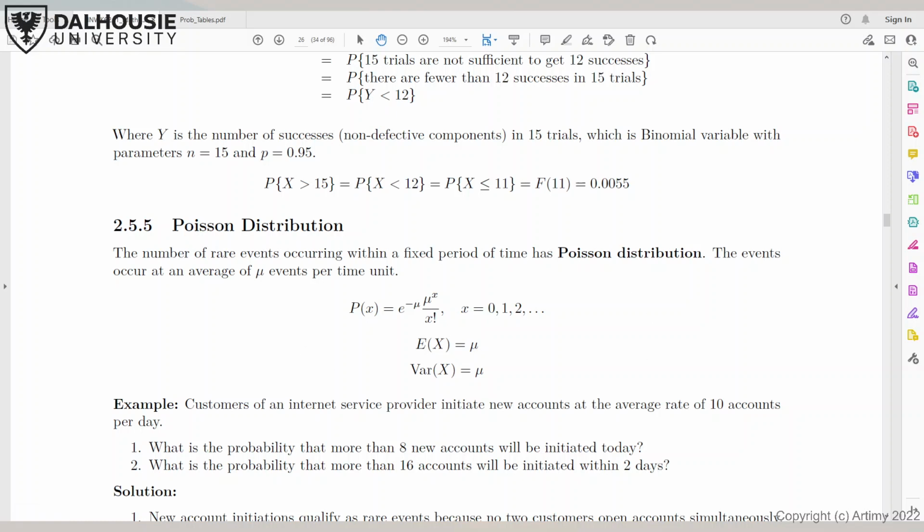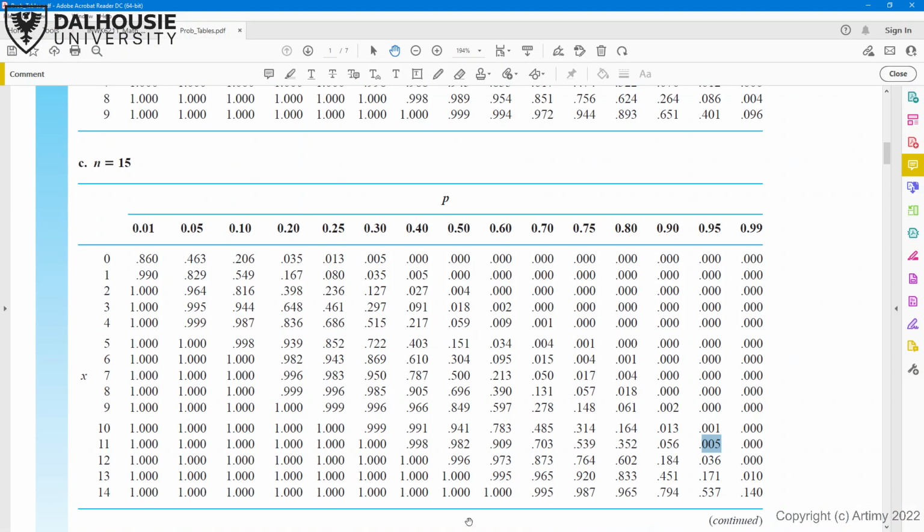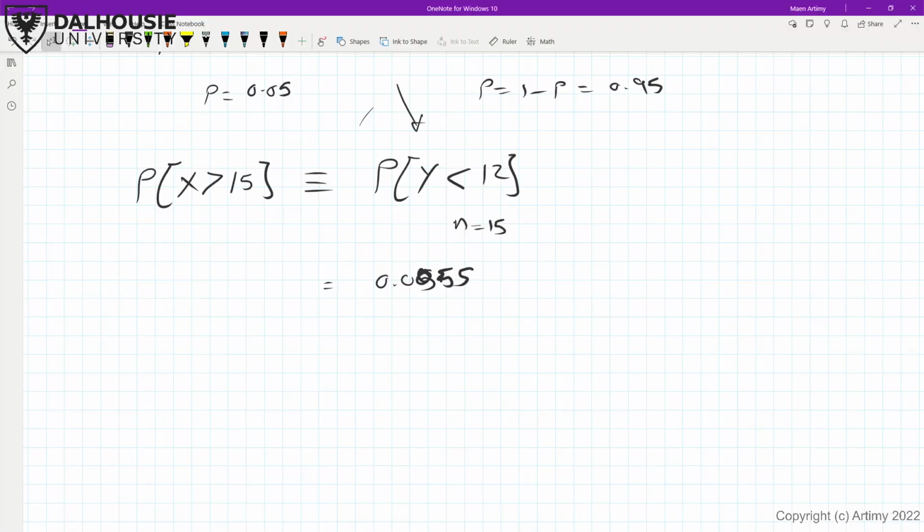I must have used a different table, because now the answer is 0.0055 while our table shows 0.005. So different tables give different precision. Some of them have 4-digit precision, or 4 decimal points. Some of them have only 3. So this table has only 3 positions, but the result, you can see, is the same.